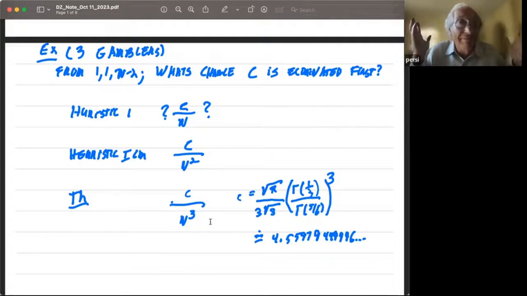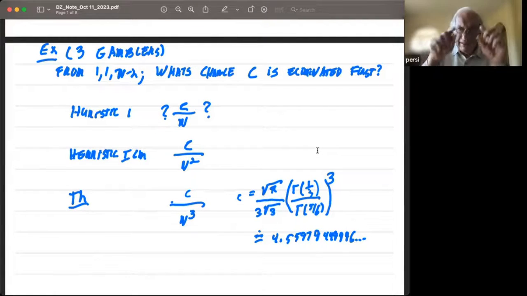If you think you have an idea, see if it's coming, I'll talk about it. See what your idea says if there are 4 gamblers. So constant over N for 2 players, that's true, and constant over N cubed for 3 players. What is it for 4? So let me talk about this problem.